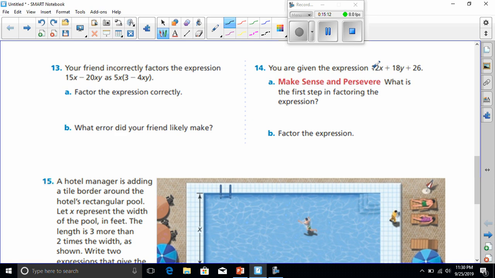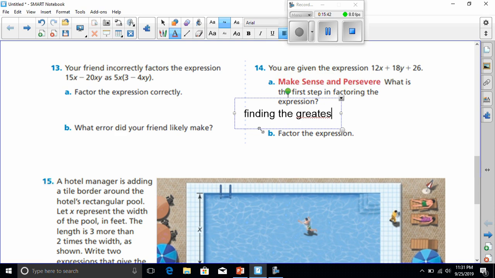Okay, now I'm trying to factor this, which means something has to go into all of that, right? So once again, what is going to be the first step? It's finding out what goes into every one of those numbers, which means we're finding the greatest common factor. I'm just going to type it in because it'd be quicker: finding the greatest common factor. Okay, and let's move on.